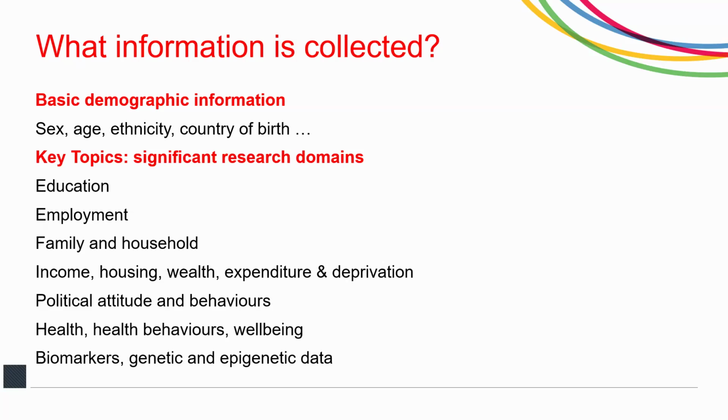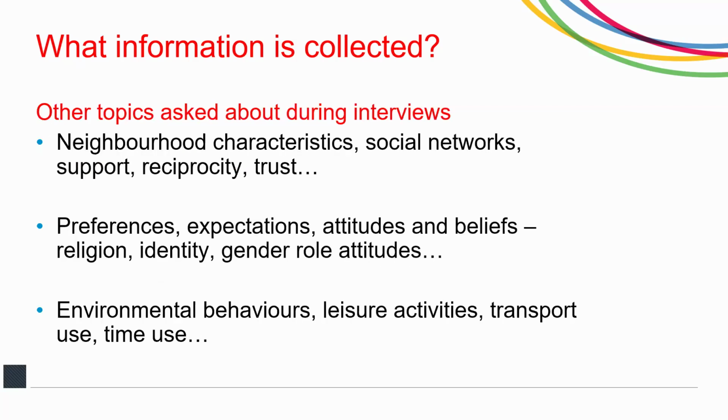When we talk more about the information that is collected, we collect basic demographic information such as sex, age, and ethnicity. We also focus on some key topics which we find to be significant research domains, such as education, employment, political attitudes, health, biomarkers, and genetic and epigenetic data, and others. But we also ask about other topics during the interview, such as neighborhood characteristics, social networks, preferences, expectations, attitudes, and beliefs, environmental behaviors, leisure activities, transport use, and so on.